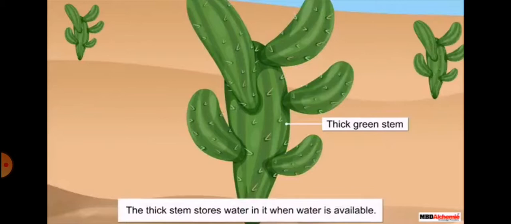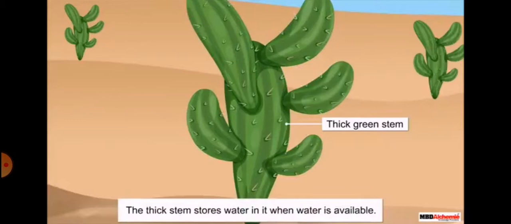So in the stem the water is stored for future use, okay. Cactus uses a very little amount of water because it is a desert plant, and the water that it uses is stored in the stem for future use, okay. Whenever the cactus needs water and there is no water in the desert area, the stem will provide the water to the cactus, okay. And here you can see the thick green stem.